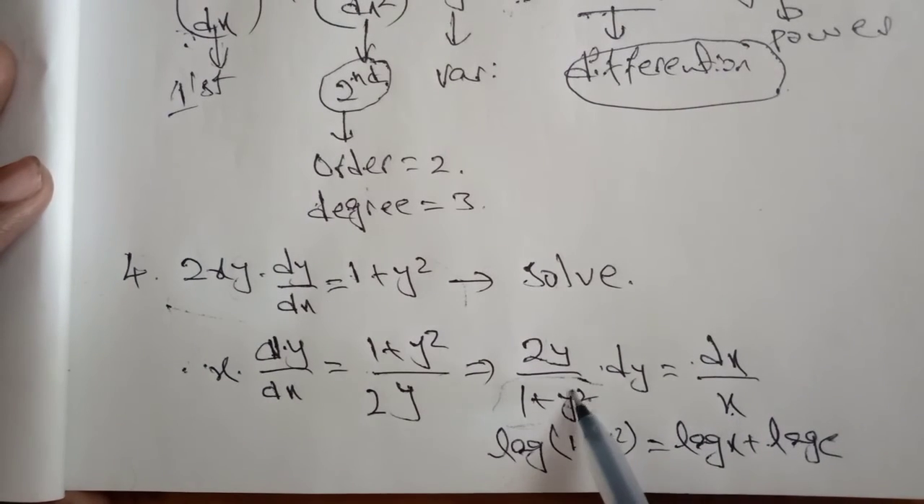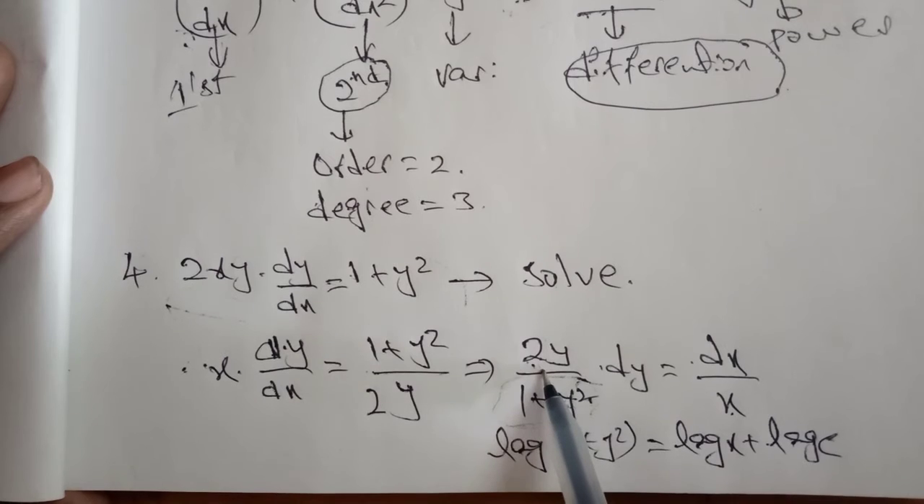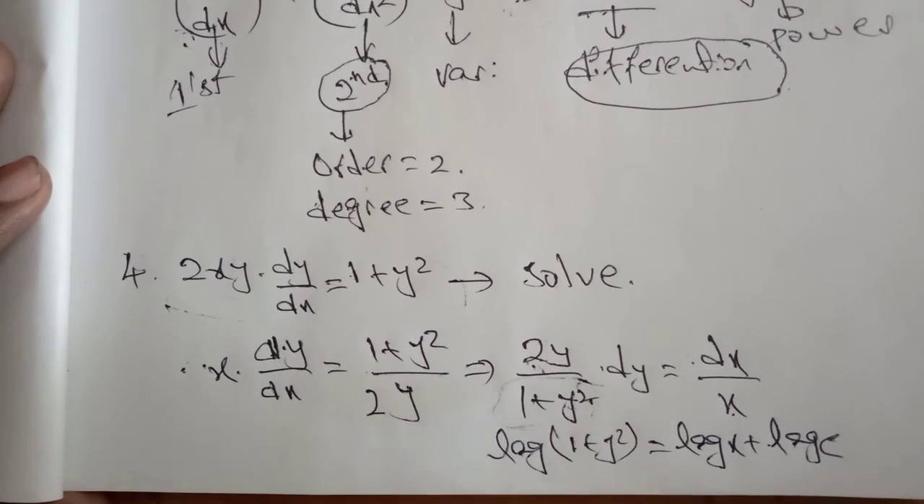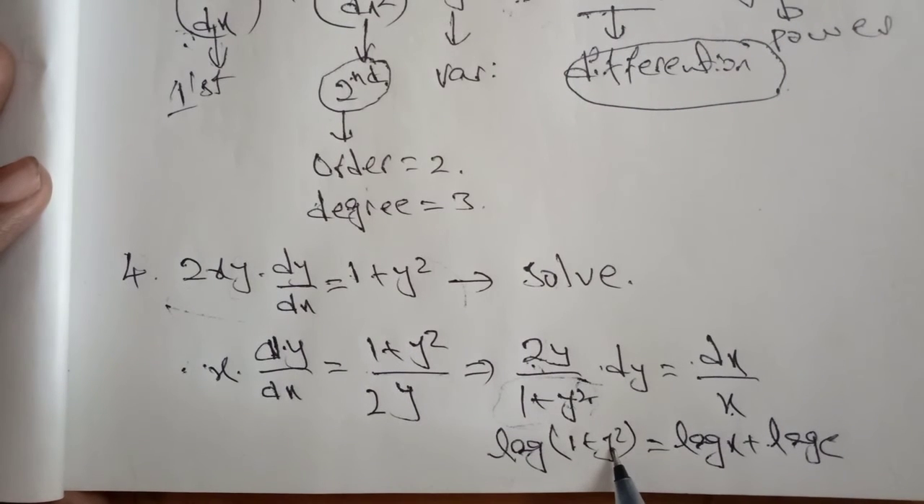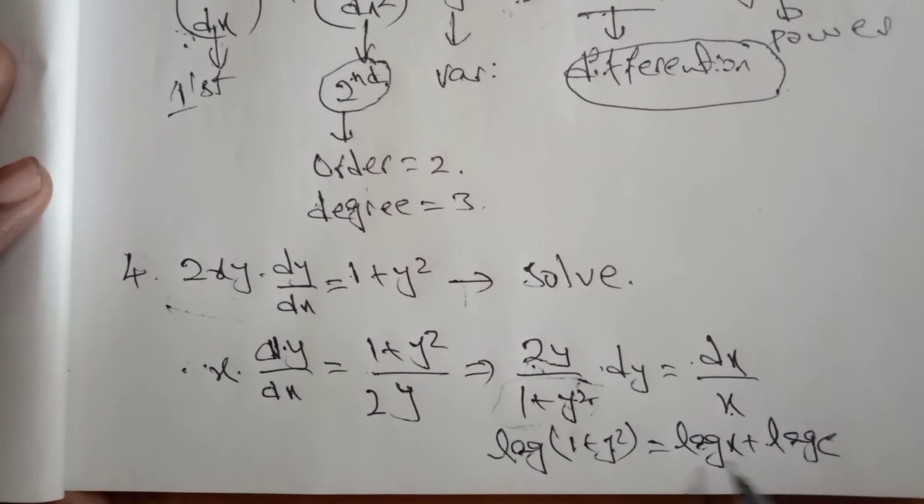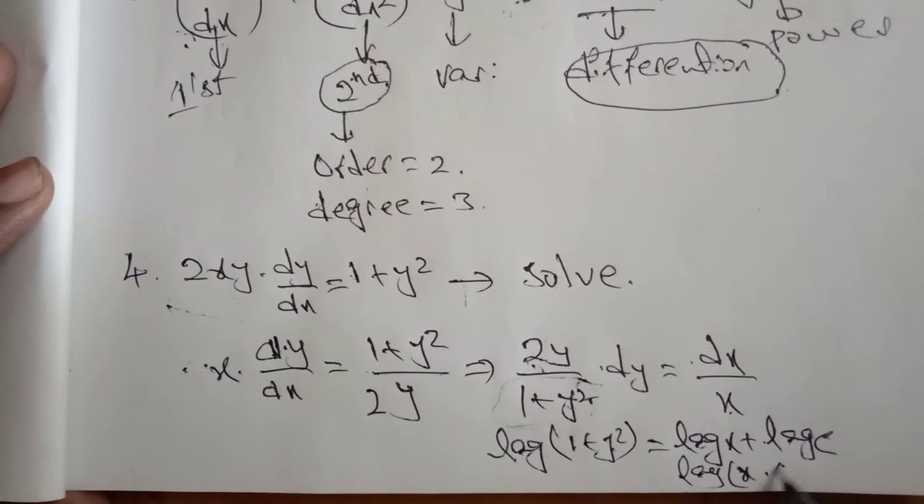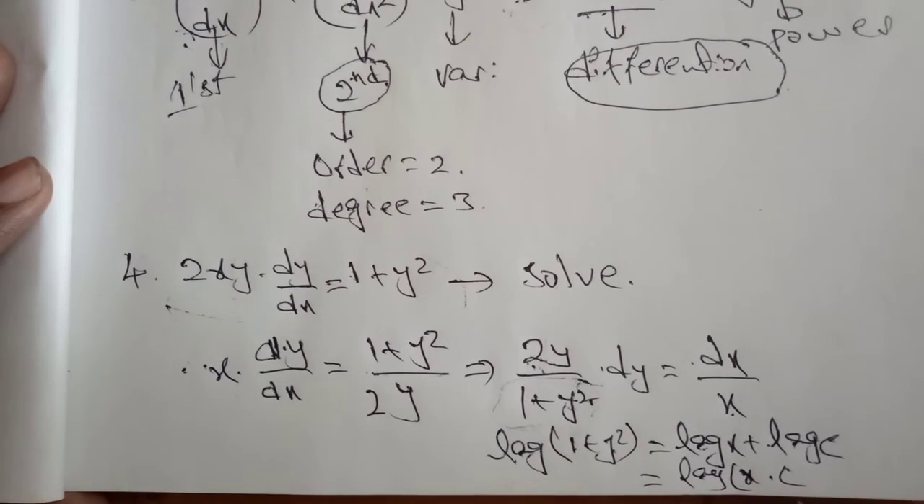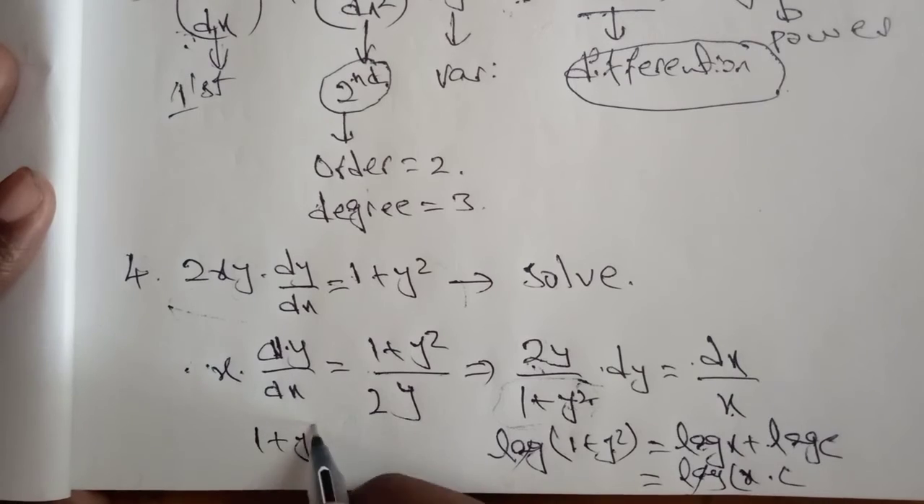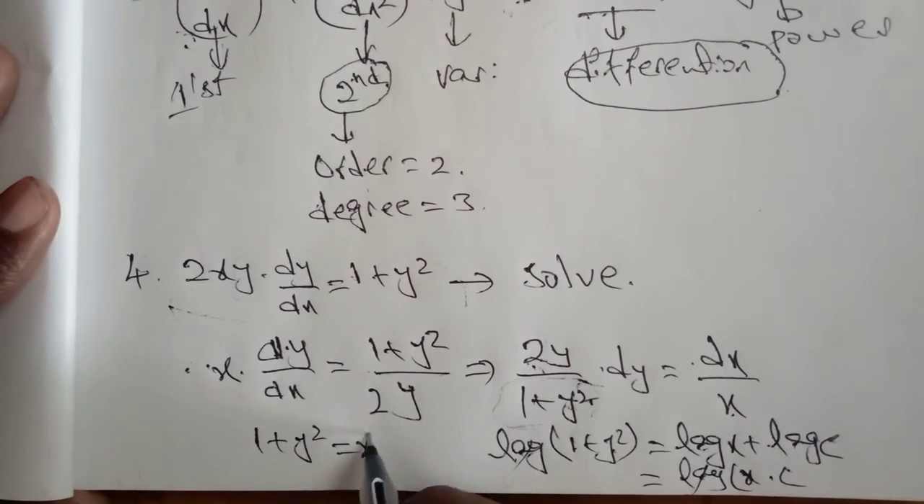Whenever the derivative of the denominator is available in the numerator as a multiplicative term, we can write log (1 plus y square). As we simplify, log a plus log b becomes log of a into b, so log x into c equals to this term. The log gets cancelled, and the solution becomes 1 plus y square equals to x into c.